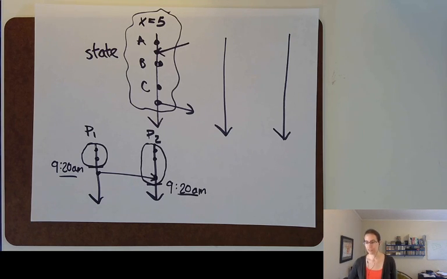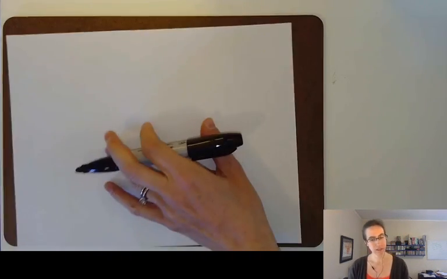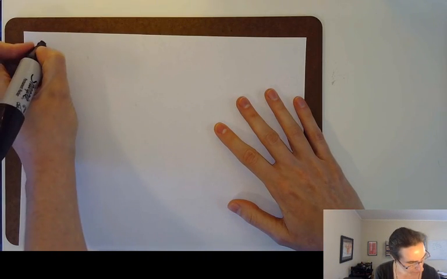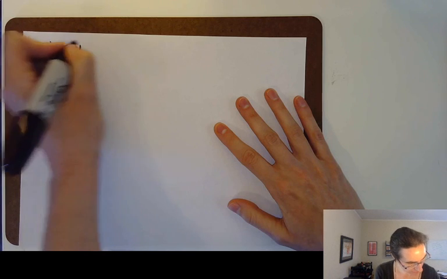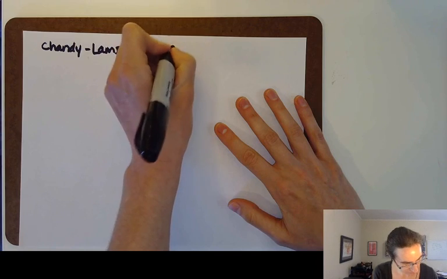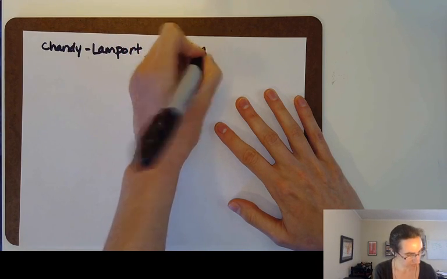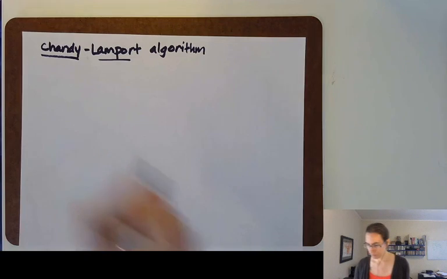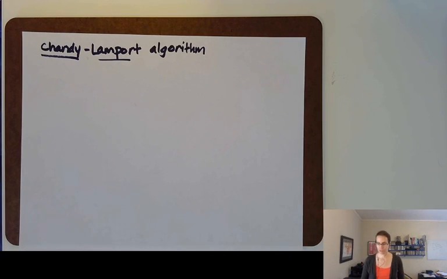So what we need is some sort of algorithm that will allow us to take a global snapshot that actually makes sense. So we're going to start to talk about a classic algorithm for doing that. And it's called the Chandy-Lamport algorithm. As so often in distributed systems, it's named after Leslie Lamport. And also somebody else, Mani Chandy, another famous distributed systems person.